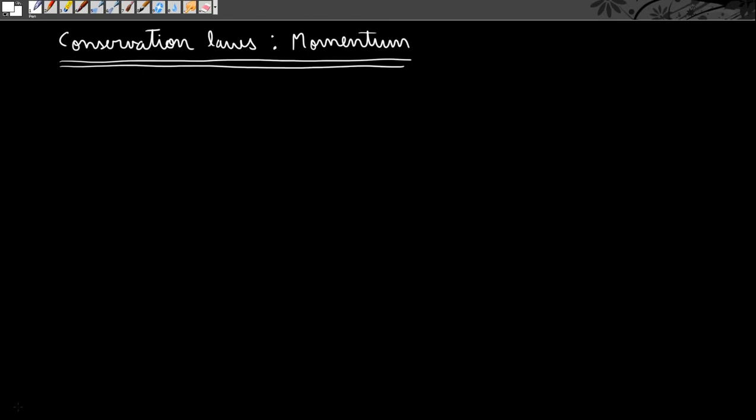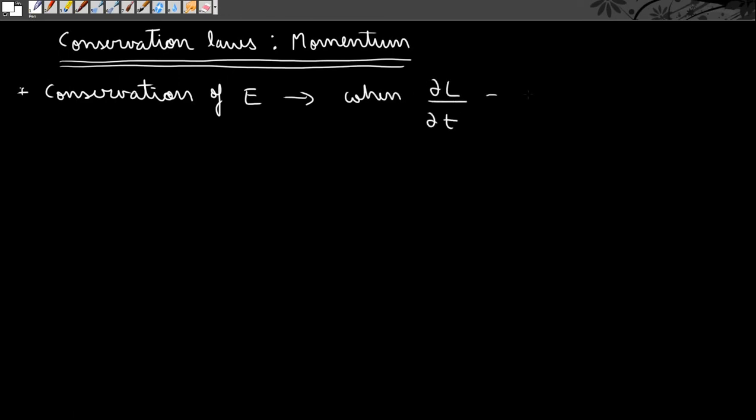In this video we are going to discuss conservation of momentum in terms of the Lagrangian formalism. In our previous video we had learnt about conservation of energy, and we saw that energy is conserved when the Lagrangian was not explicitly dependent on time. That means dou L by dou t equal to 0.